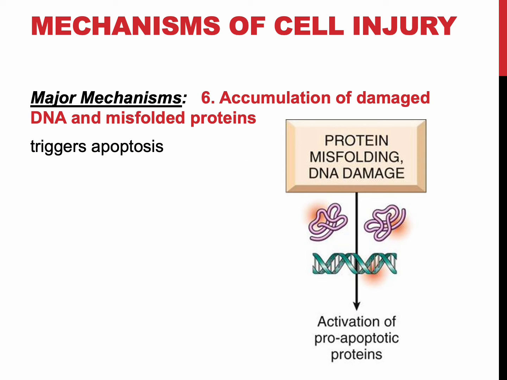And then finally, as I've already alluded to a little bit earlier, we can also have a sixth major mechanism of cell injury, which is related to misfolding of protein or damage to the DNA. If you have lack of survival signal, protein misfolding, and DNA damage, often this will activate pro-apoptotic protein, and this typically triggers apoptosis. We will talk about apoptosis in the upcoming slides.